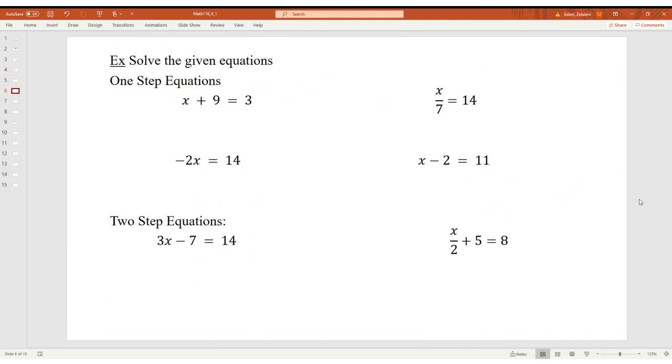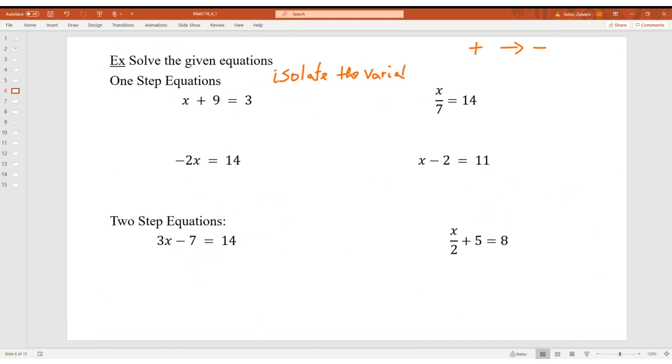Here we go. First, I'll start with one-step equations. When you have equations with a single operation, you undo that operation. If you have addition, you perform subtraction. Vice versa, if you have subtraction, you perform addition. Our objective is to get the variable by itself on one side of the equation. So isolate the variable. That's the objective. To do that, you have to undo operations.